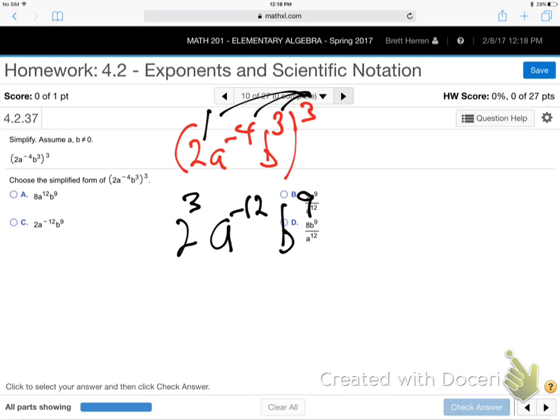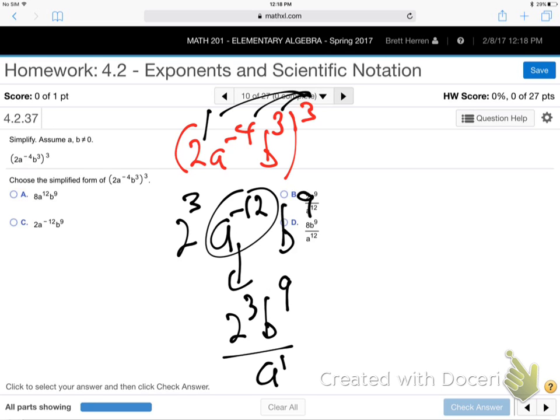That good so far, first step? Can I just leave the answer like that? No. Why not? What's wrong? Unhappy camper right there. He's like, I'm not happy. Jumping down. So the 2 to the 3rd and the b to the 9th stay on the top. The a to the 12 goes to the bottom. Like that. That good?